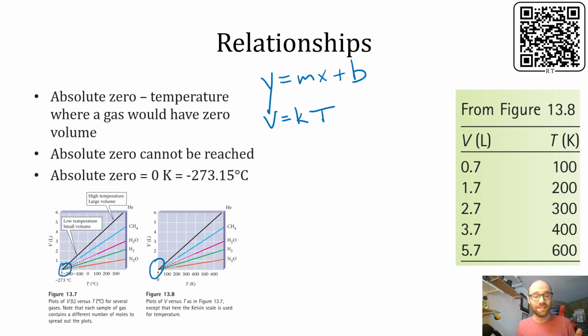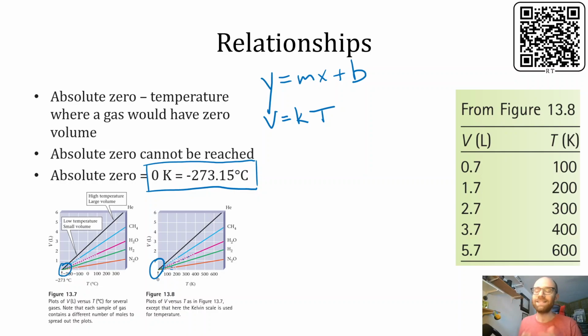But we know where it is because if you have all these solid lines, you can draw these dotted lines back to where 0 would be, and you always get this same answer. We define 0 Kelvin as absolute 0, and that's negative 273.15 Celsius. That's where that formula comes from.